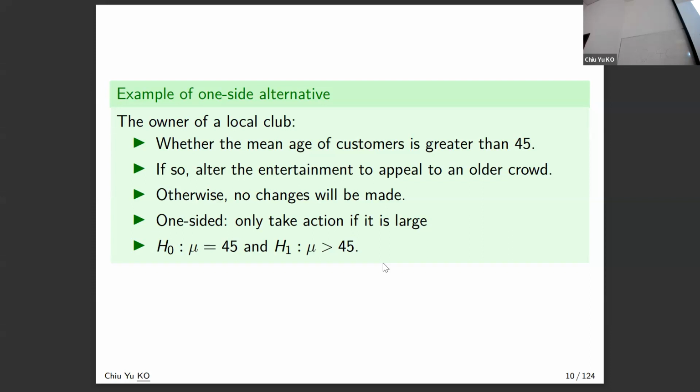Oh, sorry, more than 45, right? So you will take action if more than 45. This is what you care about, right? If less than 45, you still do the K-pop show there, right? You still ask young people to perform, right? If it's too old, then you would ask very old people to perform, right? You would ask the old TVB star to do it, right?